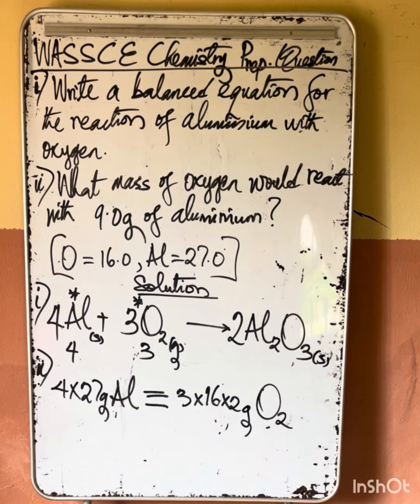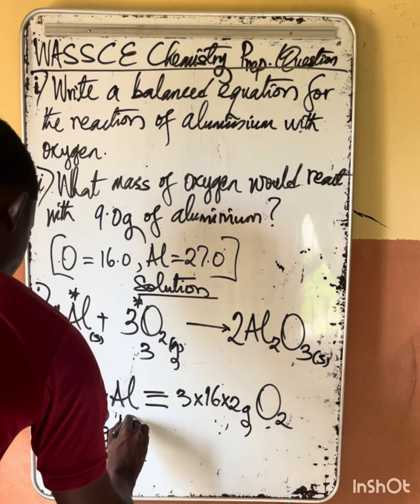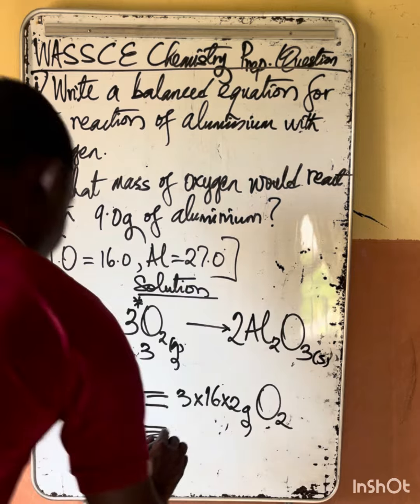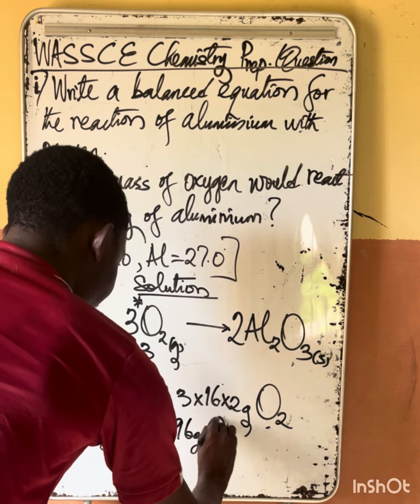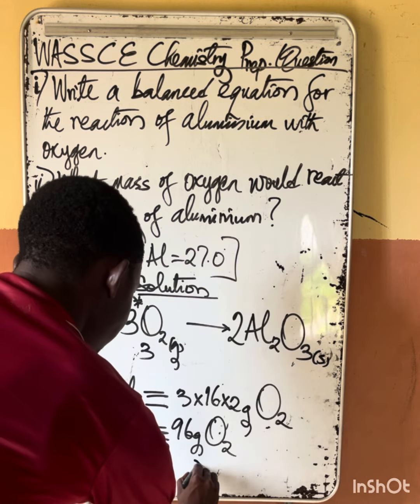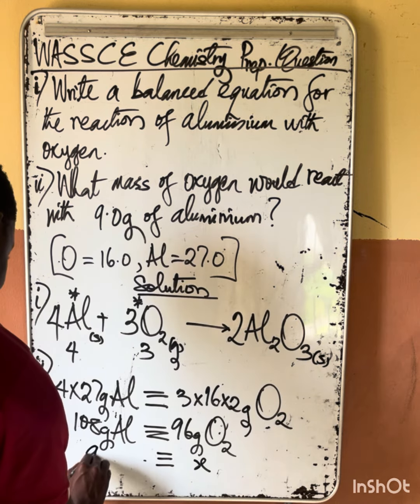If I settle this down, this would be 4 times 27, which will give us 108 grams of aluminium, to give us 3 times 16 times 2. So this will be 96 grams of oxygen gas. This is the data from the balanced chemical equation. Then from the question, they say what mass of oxygen? So we're looking for mass of oxygen. Let me call it X. Then mass of aluminium is 9.